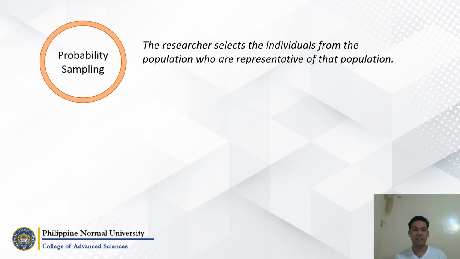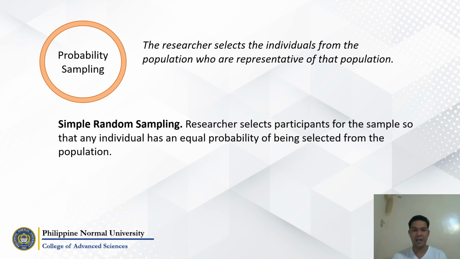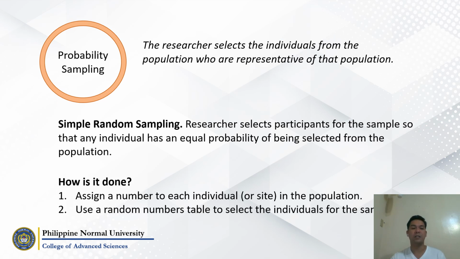Talking about the different kinds of probability sampling, the researcher selects the individuals from the population who are representative of that population, right? So that's what we had discussed in the earlier slides. So when we talk about simple random sampling, the researcher selects participants for the sample so that any individual has an equal probability of being selected from the population.